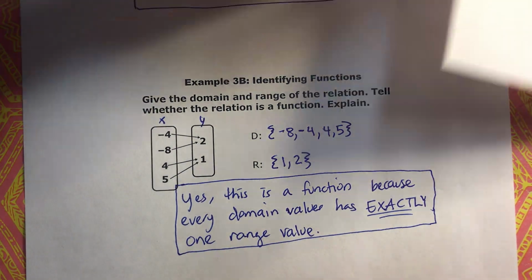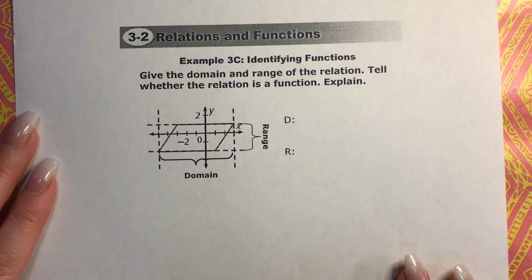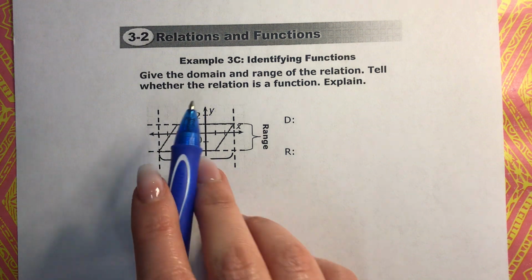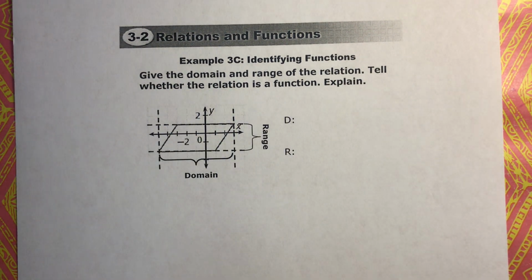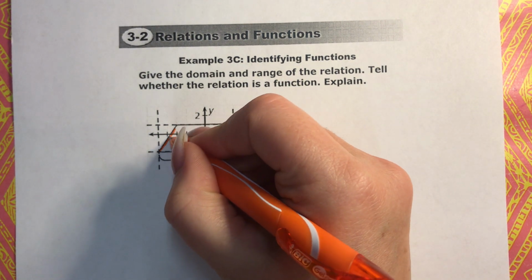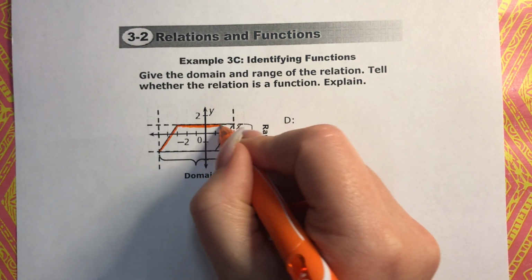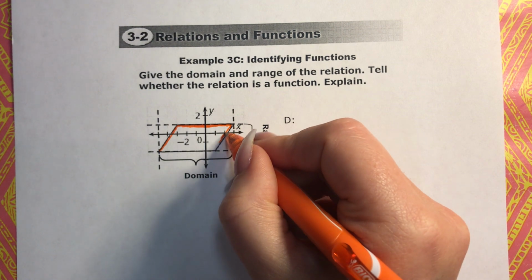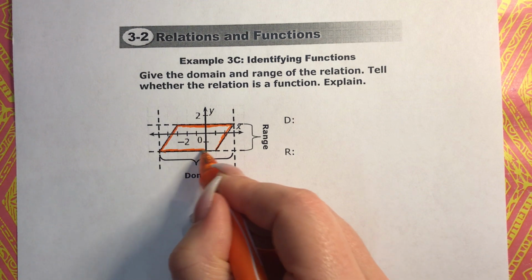Okay, let's look at another example here. So, example 3C. Again, we're going to give the domain and the range value of the equation, and tell whether the relation is a function. First, I think it's important that you understand what this graph is. I'm going to do it in orange here. I know there's dash lines, and you just need to ignore the dash lines right now. This in orange is the actual graph that we're going to be doing.